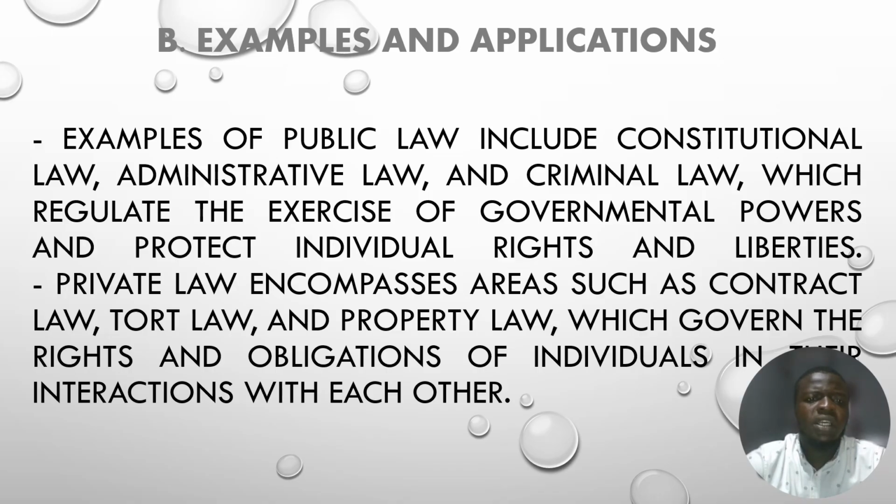Examples of public law include constitutional law, etc. Then examples of private law comprise areas such as contract, law of torts, and property law. So I've explained to you. Public laws are laws that regulate the relationship between the state and the people and individuals, laws that apply to all individuals in the state. Do you understand? Then private laws are laws that regulate the relationship between individuals themselves. It does not apply to everybody. Okay. So this is it. Let's go to the next.